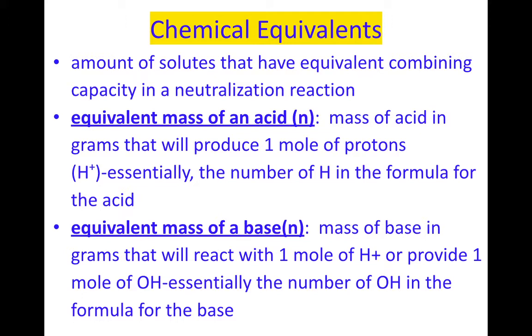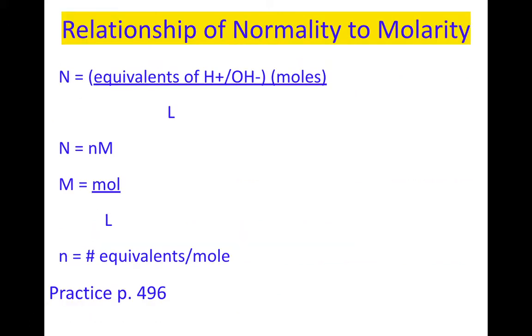AlOH3 has 3 hydroxide ions, so it has 3 equivalents. So in the formulas that we're going to be using when we talk about the number of equivalents, we're talking about the number of hydrogens if we're talking about an acid, or the number of hydroxides if we're talking about the base. And so that's the main thing that I wanted you to get from this.